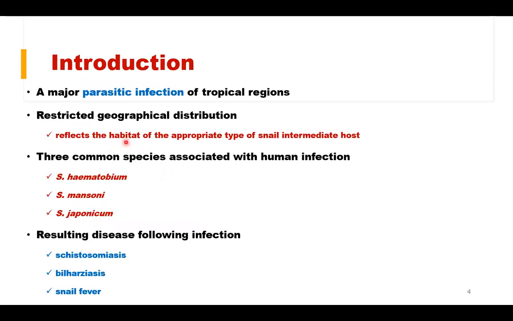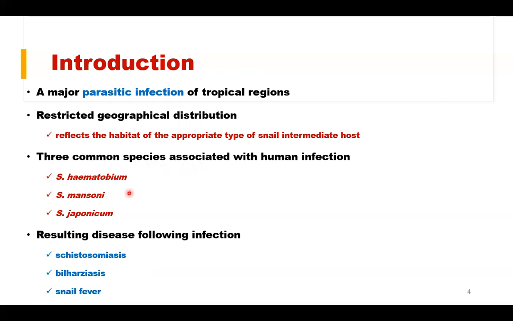So Schistosoma haematobium is a major parasitic infection of the tropical regions. And because this is a parasite that has an indirect life cycle, you have an intermediate host. The presence of the intermediate host means the disease is present in that environment. So you have what we call geographic restriction or distribution. Three common species from your PhD lecture, you still remember these: haematobium, mansoni, and japonicum.